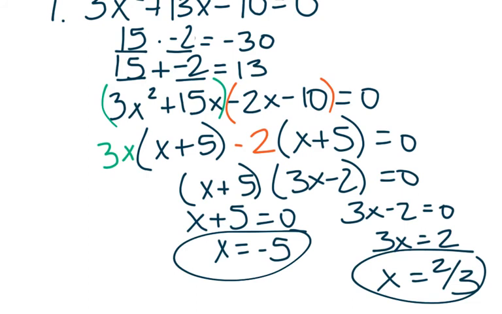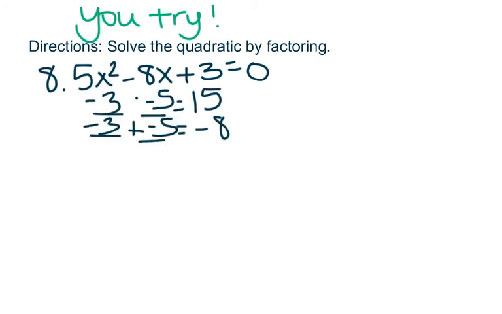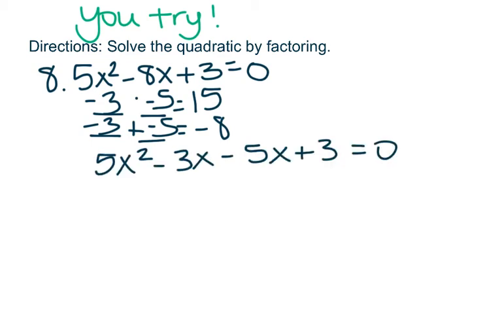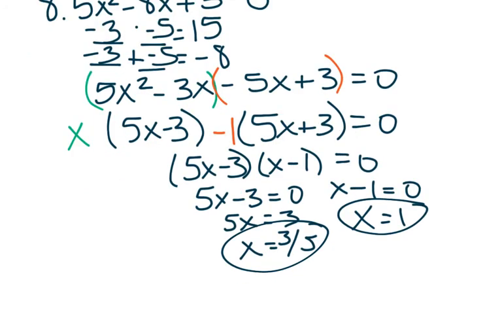If you got it right, awesome. If you didn't, see if you can figure out your mistake. And I'm gonna give you one more to try. So go ahead and try this one. So your numbers are going to be -3 and -5, and now you're going to rewrite the middle using those numbers. And then you're going to start taking out GCFs. So now I know how it factors, and I'm going to take my factors and set them equal to 0 and solve for x. So my two answers are 3/5 and x equals 1.